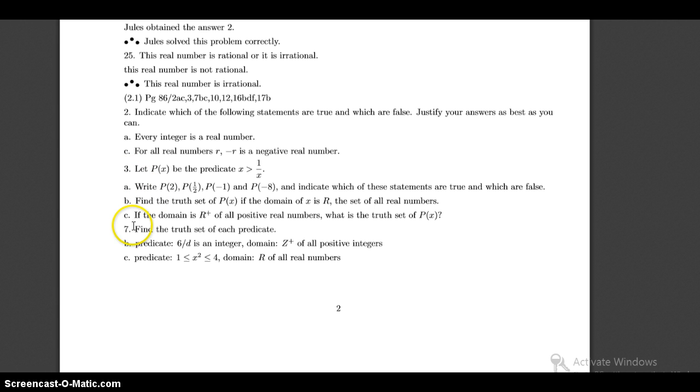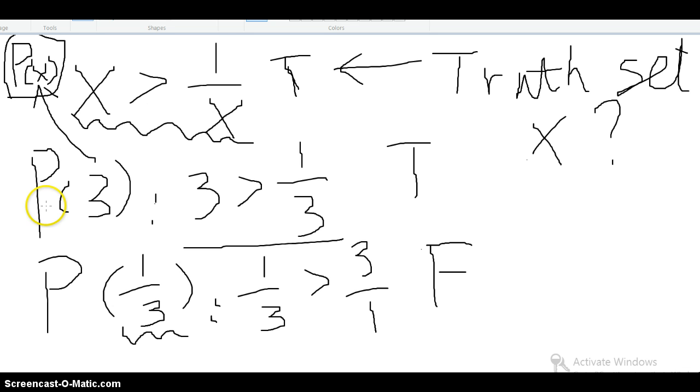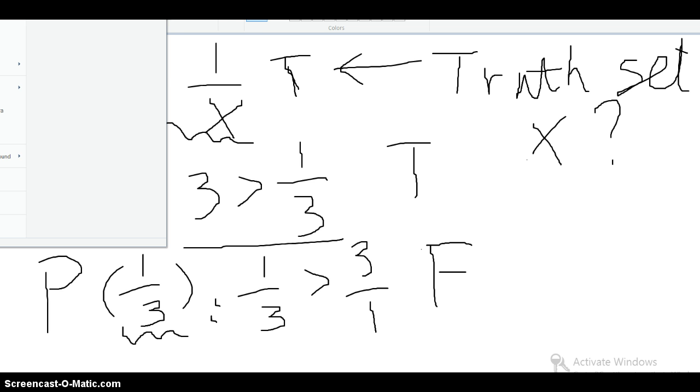So that's how you do part C. Number 7, find the truth set of each predicate. So in number 3, the statement is x greater than 1 over x. But we could have other cases. For example, 6 over d is an integer. And we know that 6 over d may not always be an integer. For example, let me give you, let's see.